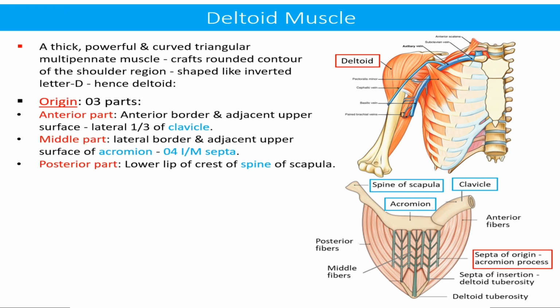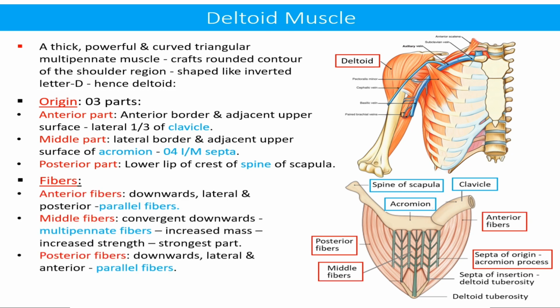As regards its origin, it has got three parts. Anterior part originates from the anterior border and adjacent upper surface of the lateral one-third of the clavicle. Middle part originates from the lateral border and adjacent upper surface of the acromion, having four septa of origin. Posterior part originates from the lower lip of the crest of the spine of scapula.